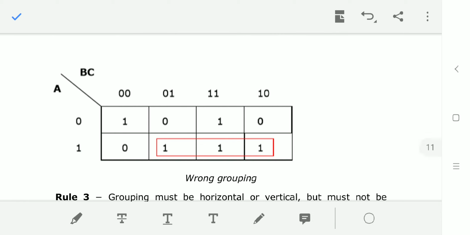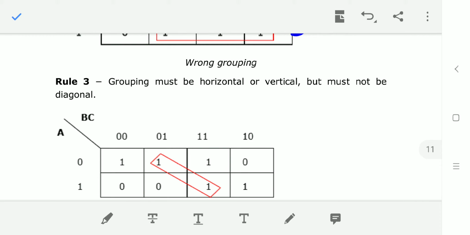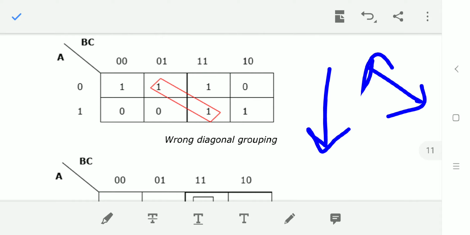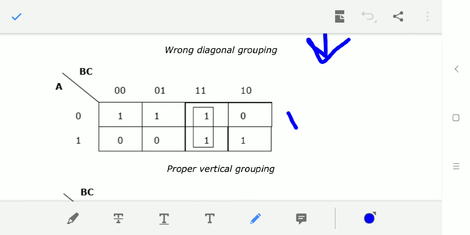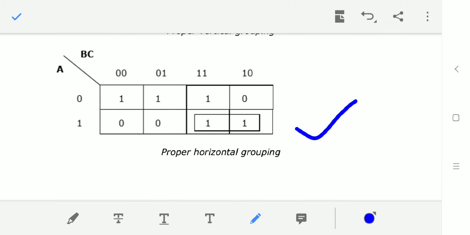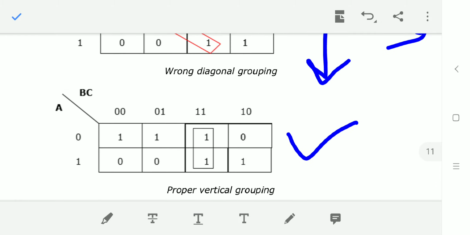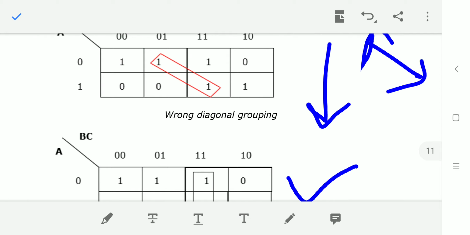Grouping must be horizontal or vertical but must not be diagonal. हॉरिजॉन्टल हो सकती है, वर्टिकल हो सकती है, लेकिन डायगोनल नहीं हो सकती। देखिए, हॉरिजॉन्टल में है तो ओके है, वर्टिकल में है तो भी ओके है। This is the horizontal and this is the vertical and this is diagonal, which is wrong.